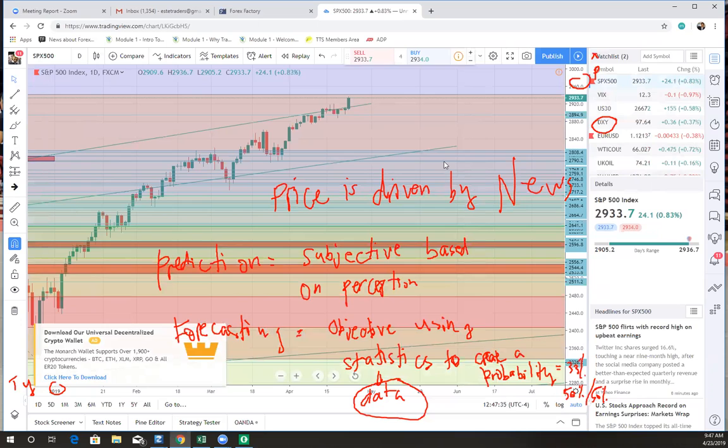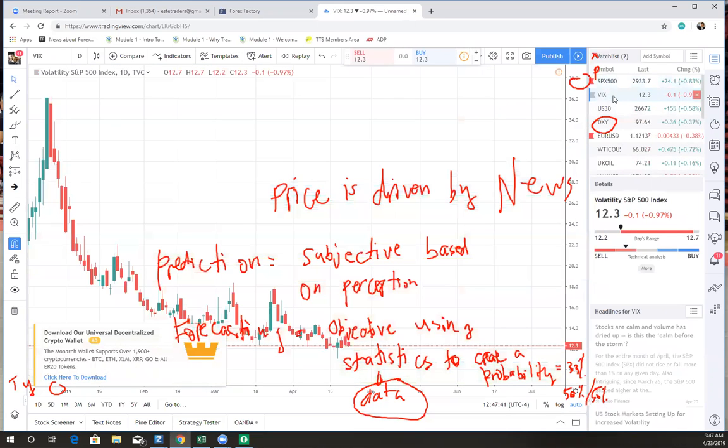So technically, if the S&P is up 0.83%, the volatility index should be where? More than 0.97%. It should be at least below 12, or it should be around 11, probably around the 10. So the question is, why isn't it moving? That is something, as a trader now, that's your job, to figure out what's going on.